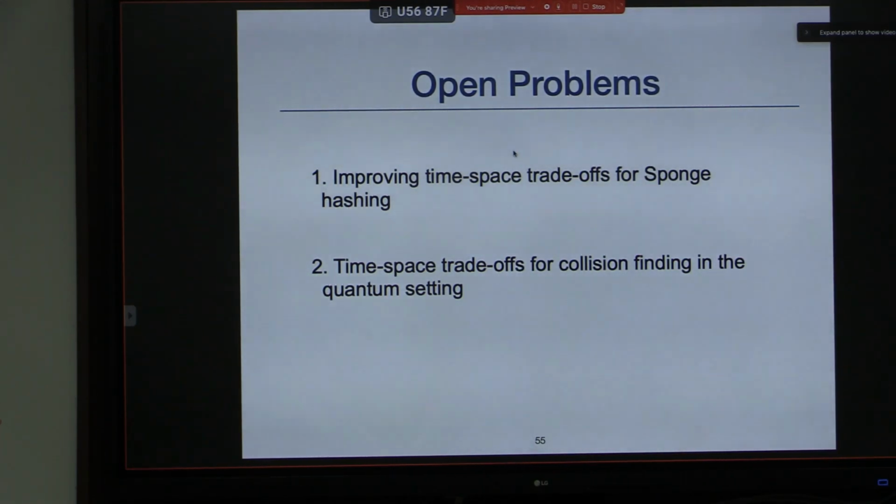Which is not a good thing, because NIST said let's move from MD to sponge. In this model, we can show that sponge is worse than Merkle-Damgård when B equals 1 and B equals 2. And for the rest, we think it is at least as bad as Merkle-Damgård, if not worse. So getting that for sponge.